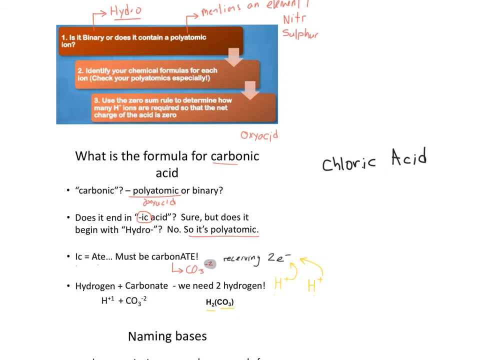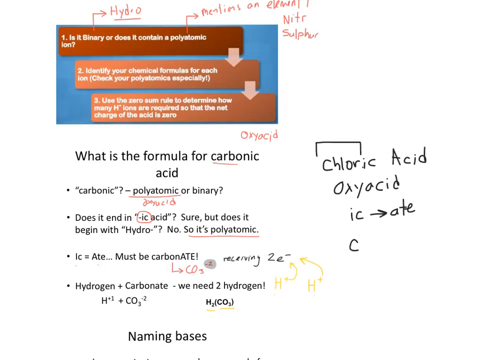Okay, I'm going to do one more example with you. Here I have chloric acid. Now, chloric, I'm going to check my polyatomic ions sheet because I know that it's an oxy acid. So I'm going to check my polyatomic ions list for a polyatomic ion that starts with this. After checking, I know that -ic, obviously, is -ate.